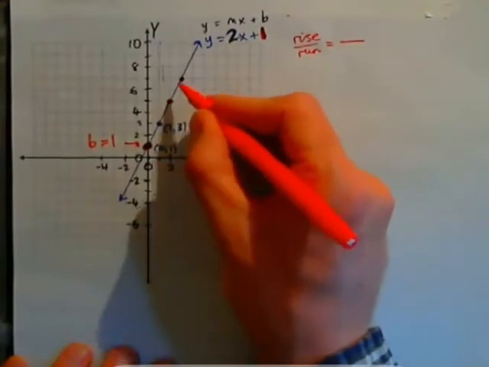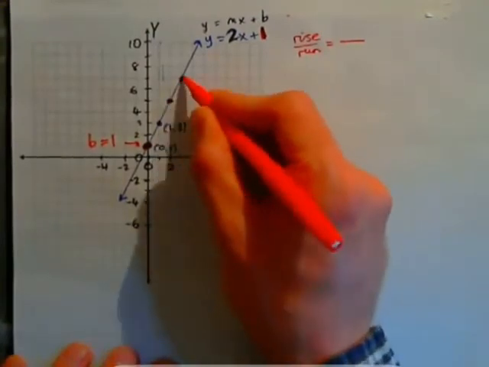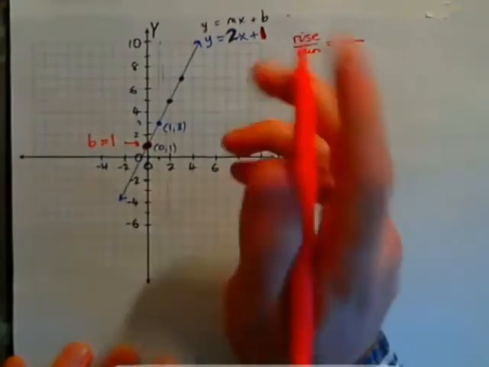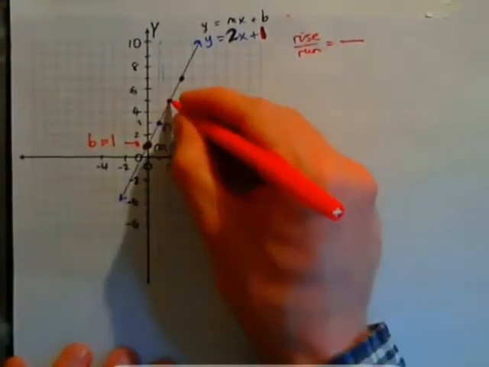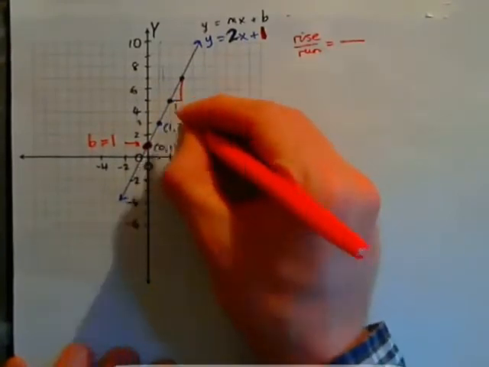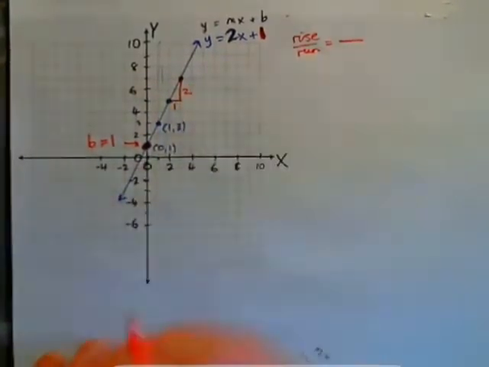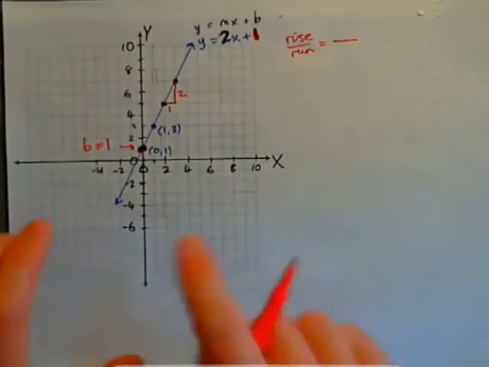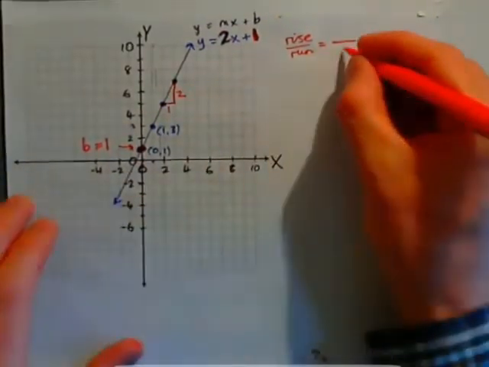If I want to go from here to here, I can either go diagonally up or I can go across and then straight up. Okay, so I'm going to go across and then straight up. If I go across and then straight up, I'll be going across 1 and I'll be going up 2. Now, which is which? Which is the rise? Which is the run? Well, you run along the ground, so the run would be when you went across. You ran across 1, didn't you?